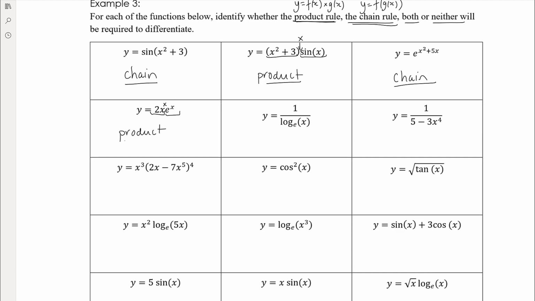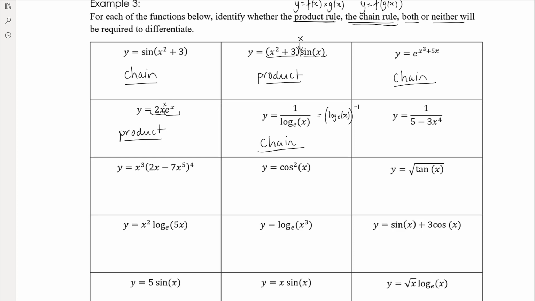Now we'll have a look in subsequent videos at how to differentiate e to the x and how to differentiate sin x. I'm not asking you to differentiate these, I'm asking you to think about whether you would need the product rule to differentiate. Okay, the next box along, we've got 1 over log e of x. I want to think about this as log e of x to the power of -1. And so we can think about that as a chain rule, log e of x, all that to the power of -1. It's a composite function, log e of x substituted into 1 on x.